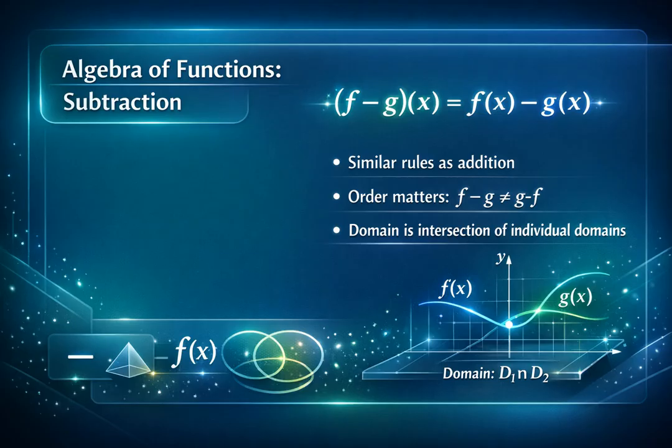Subtraction works similarly. F minus g of x equals f of x minus g of x. The domain is the intersection of the individual domains. Remember that order matters here. F minus g is not the same as g minus f. The difference changes sign when you reverse the order.